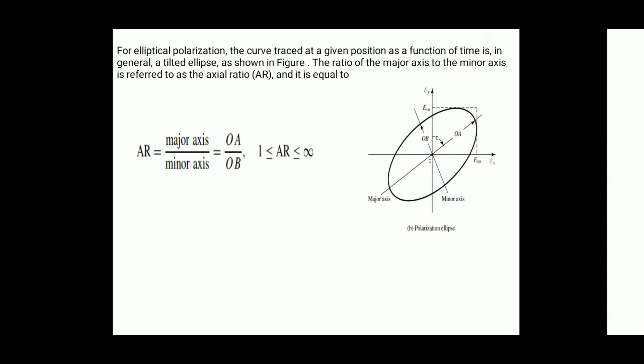Okay, and the range of axial ratio is from 1 to infinity. At 1, if axial ratio is 1, the polarization is circular. Okay, if the axial ratio is greater than 1 and less than infinity, the polarization is elliptical.